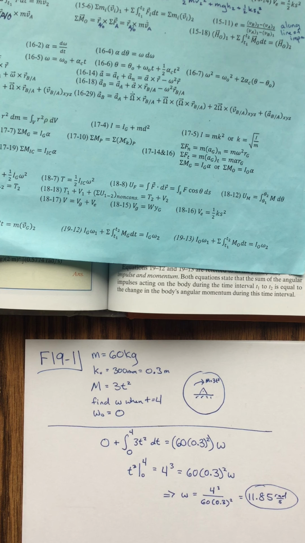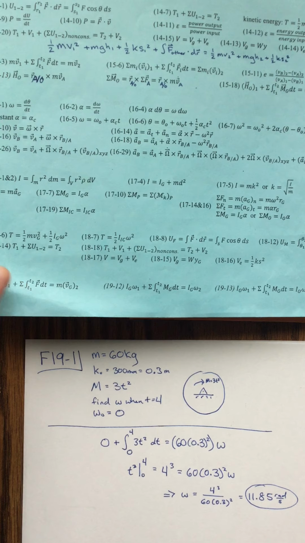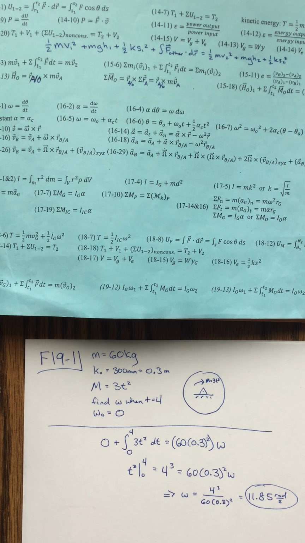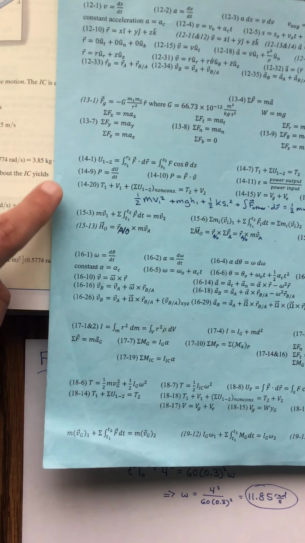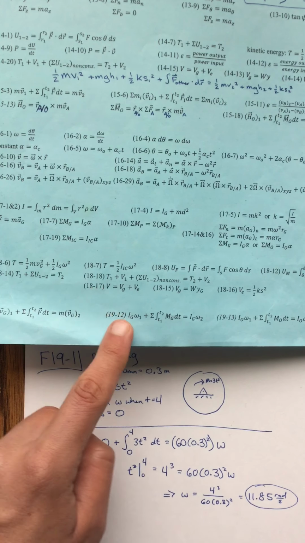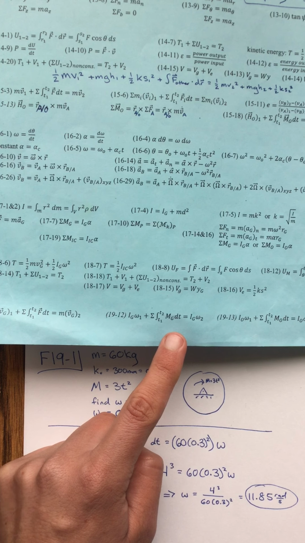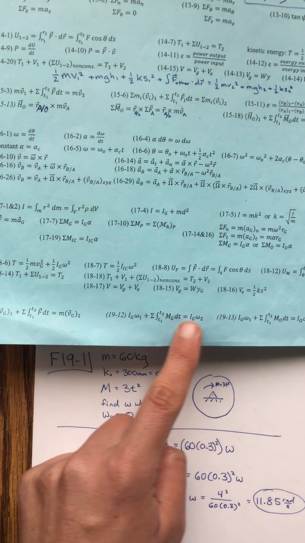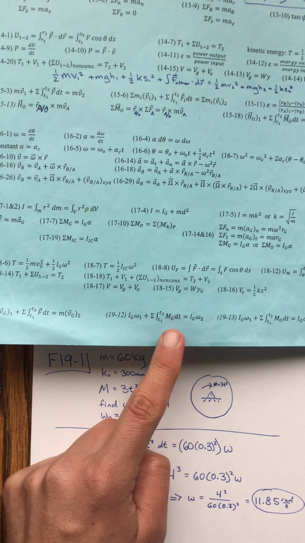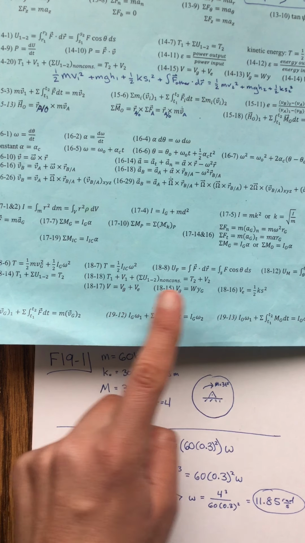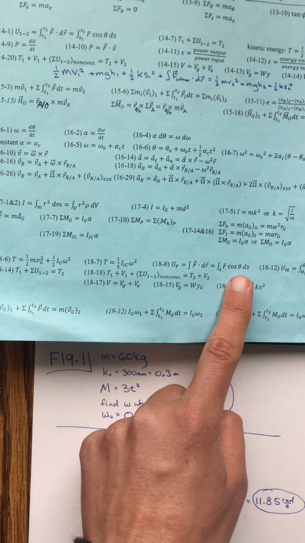When you are taking your last exam, you may have to decide whether to use the equations from chapter 19 or the equations from chapter 18. So this is similar to when we had chapter 14 and chapter 15. So for chapter 19, for angular momentum, we are integrating with respect to time, whereas for work energy, we were integrating with respect to position.